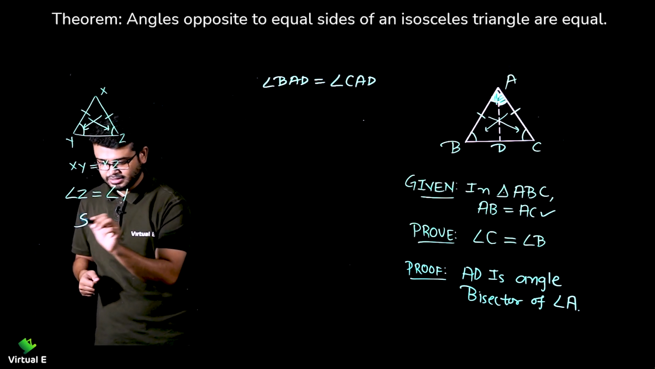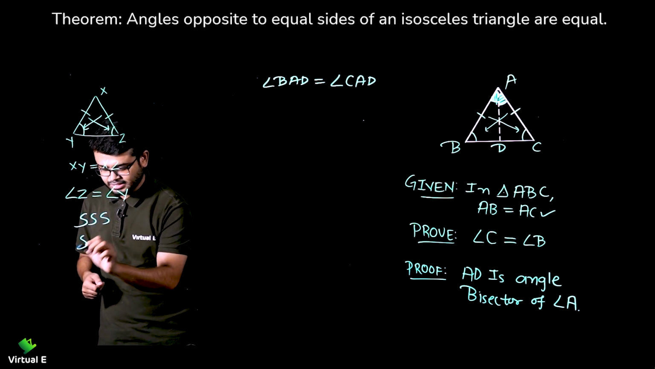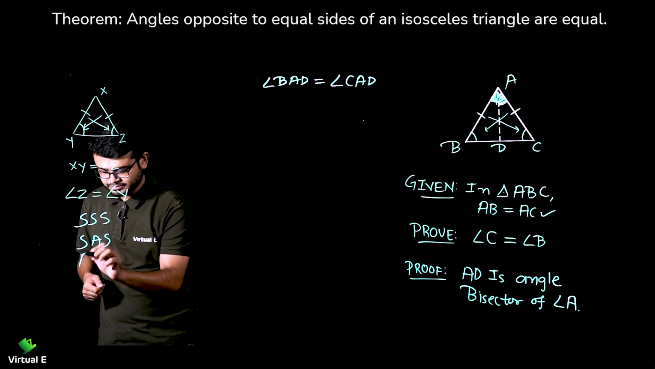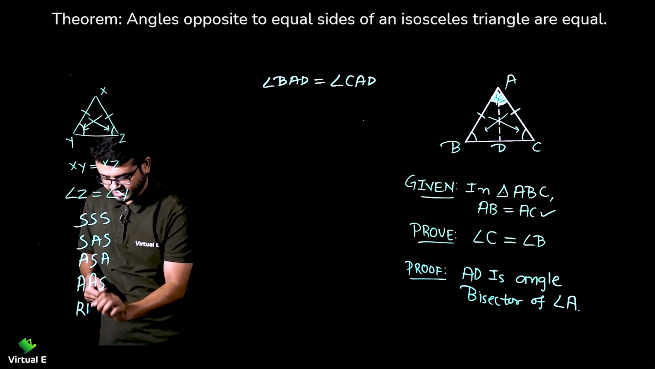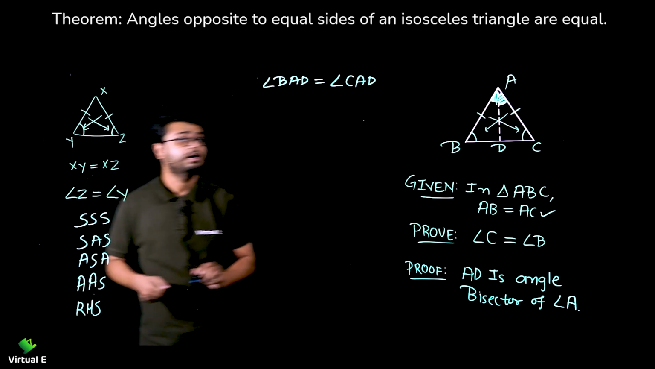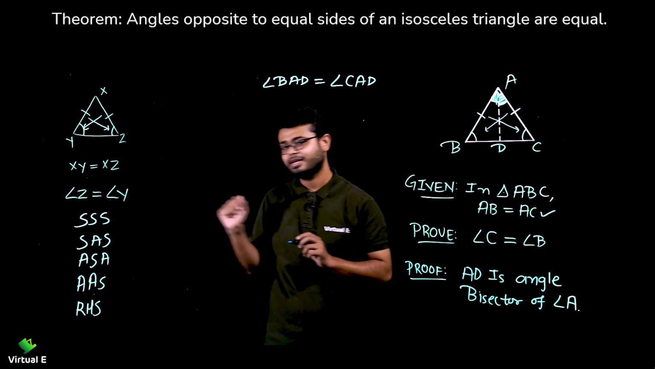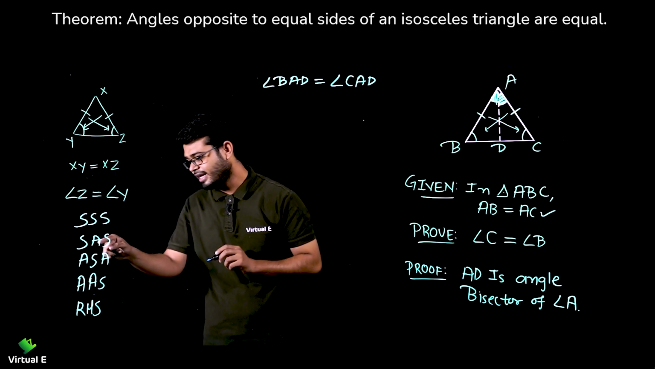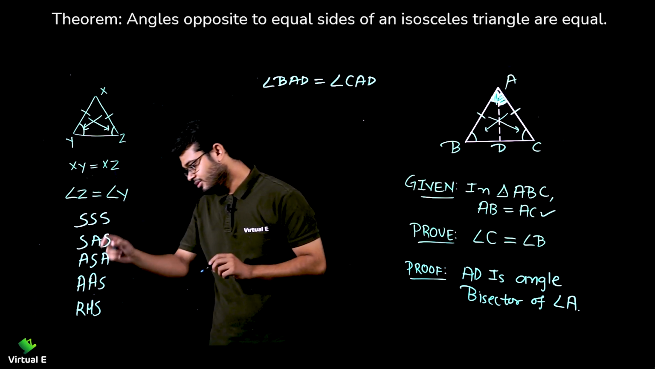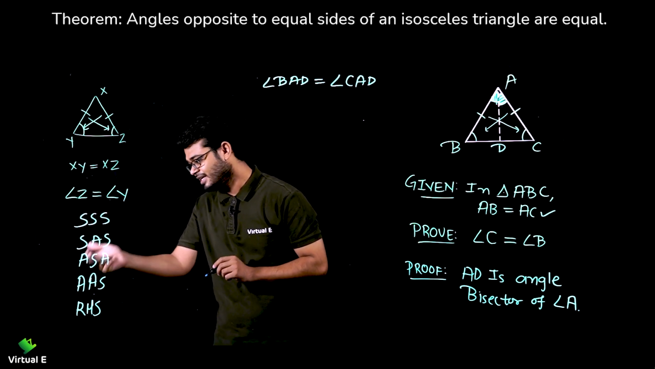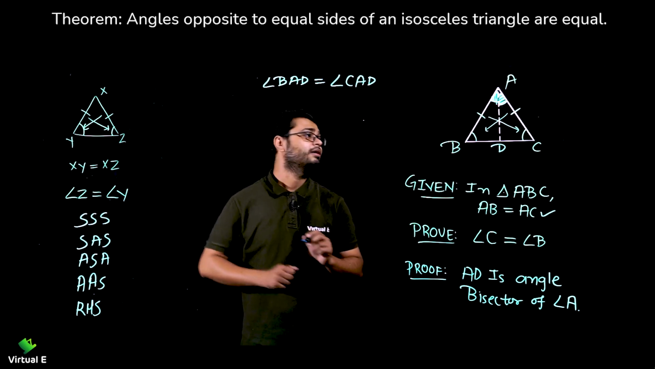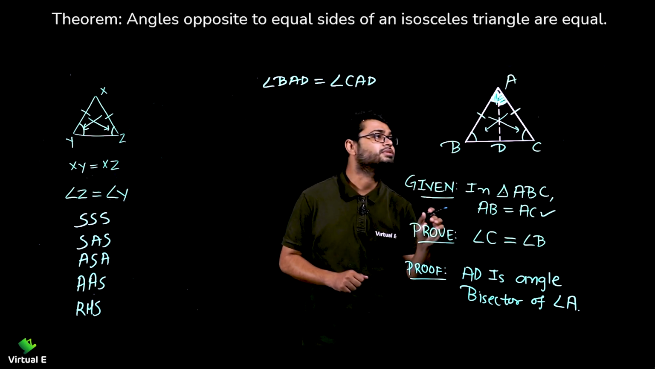Let me note down: SSS, SAS, ASA, AAS, and finally RHS, right? These are the 5 conditions. Now we have one angle and one side. So there are basically 3 options we can choose from: SAS, ASA, AAS, right? So how shall we approach this?